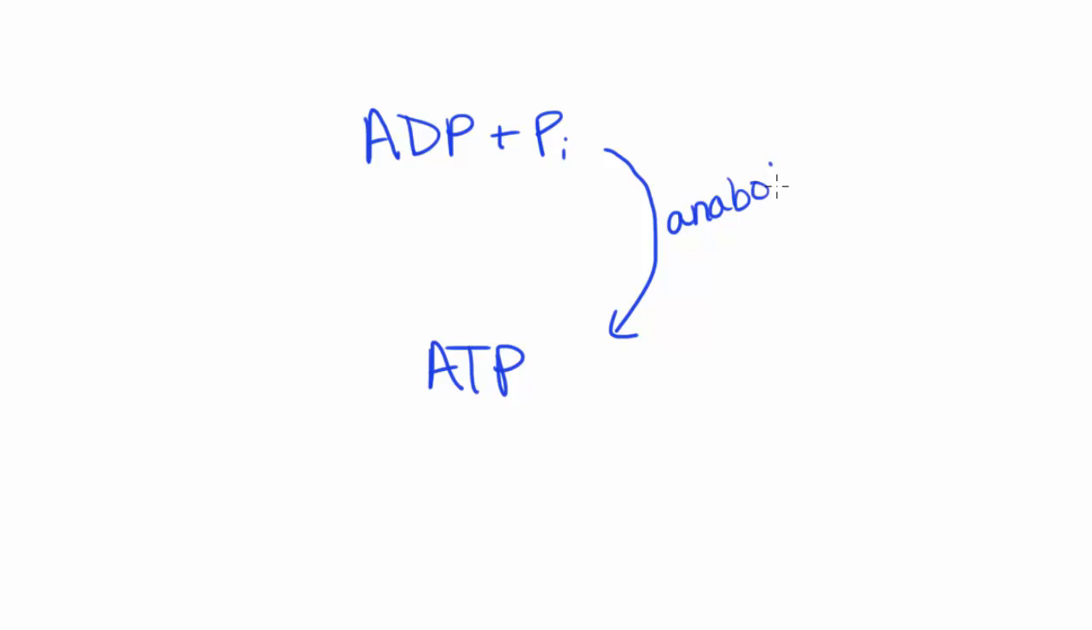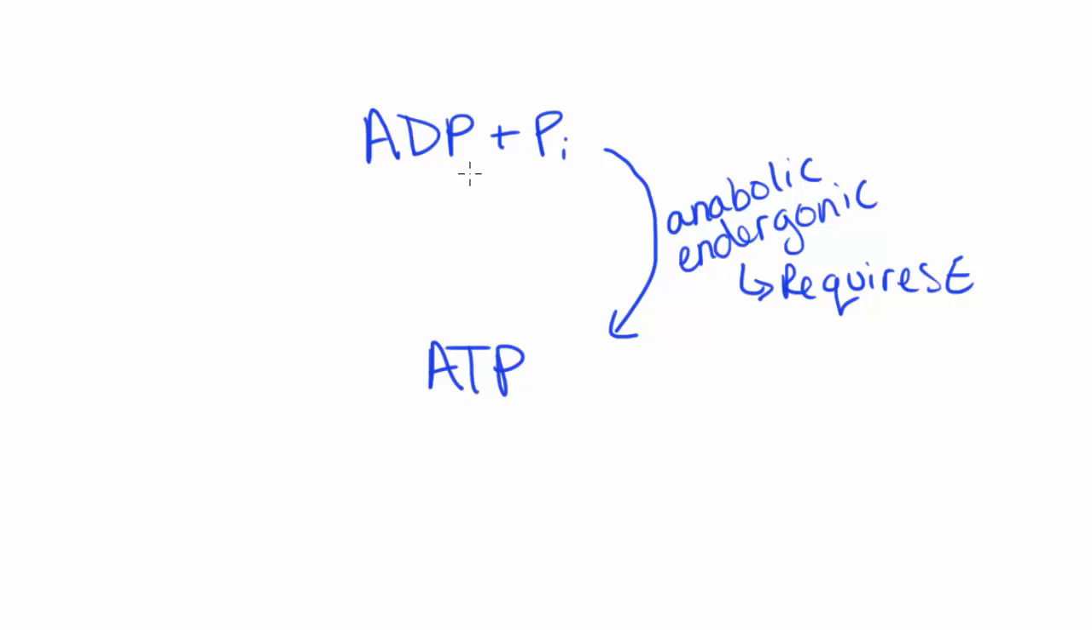So we're making something. And anytime something is anabolic, it's also going to be endergonic. So since it's endergonic, it requires energy. So we're going to have to get energy from somewhere. Okay, and just putting these two together right here, that's a phosphoanhydride bond that would be formed between this ADP, which is 2 phosphates, plus this third phosphate that we're going to add.